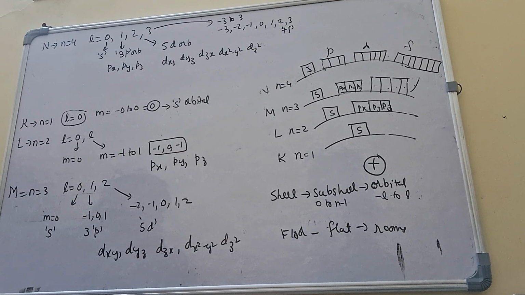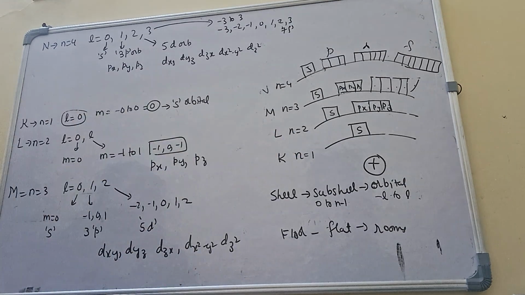For every shell, it is divided into subshells. How do we get the number of subshells in each shell? It depends on the shell: L is equal to 0 to N minus 1. And the number of subshells in each shell is going to be different. It is not the same.